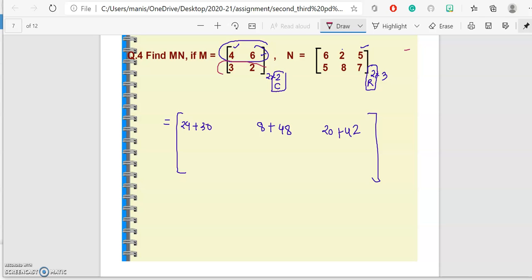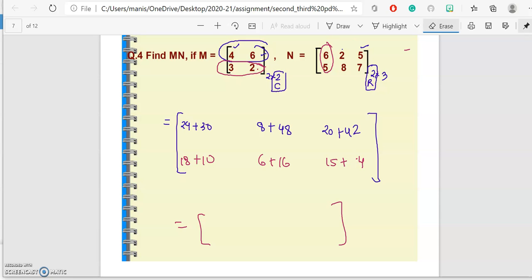Okay, now after this what I will do is I will take my second row and multiply with everything. Second row is this one. So second row I will take, multiply by first column, then second, then third. 3 times 6 is 18, plus 2 times 5 is what? 10. 3 times 2 is 6, plus 2 times 8 is 16. 3 times 5 is 15, plus 2 times 7 is 14.